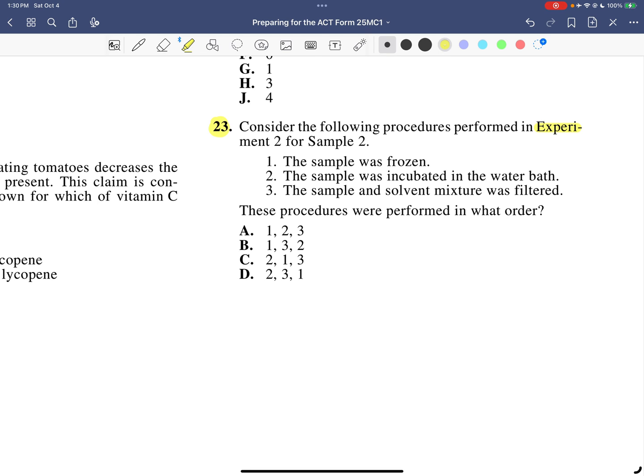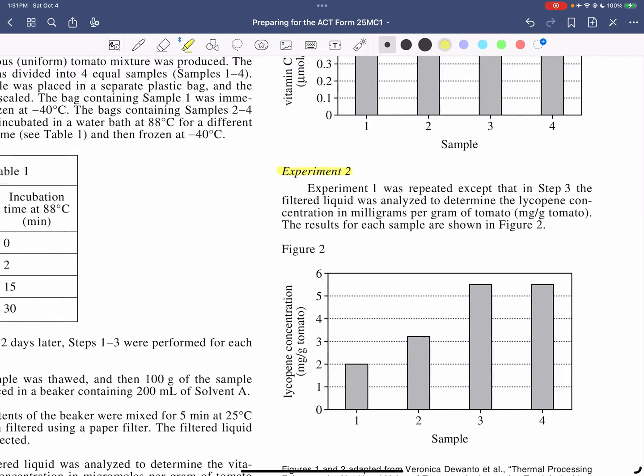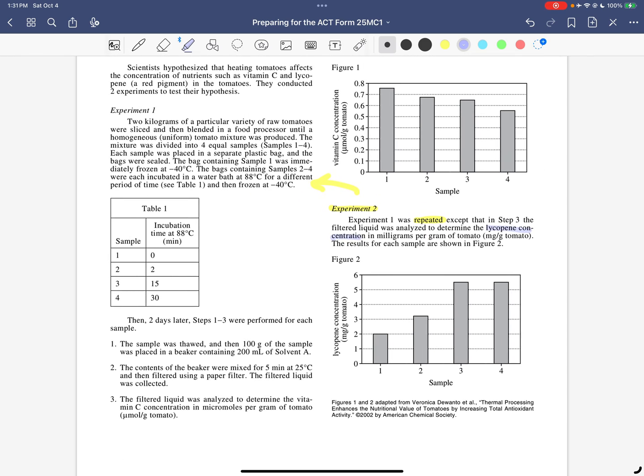So we're going to go back and look at experiment 2, specifically sample 2, to see what the correct procedure was and put it in the right order. So I'm going to come over here to experiment 2. Experiment 1 was repeated, except that in step 3, the filtered liquid was analyzed to determine the lycopene concentration. So even though it directed us to experiment 2, we're actually going to go to experiment 1, because they said everything was repeated there, except that last step, they looked for the lycopene instead of the vitamin C concentration, because, yeah, vitamin C.